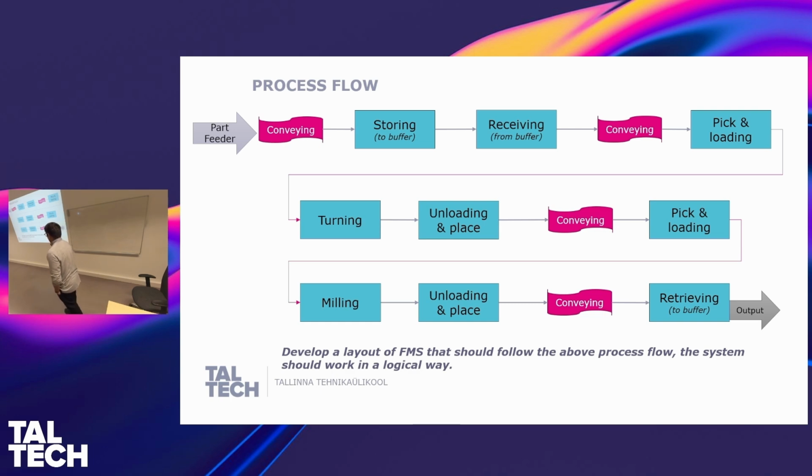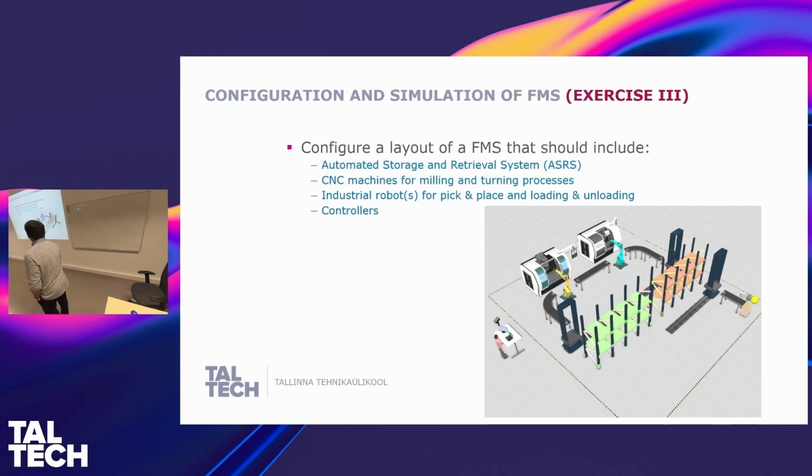So develop a layout of the FMS that should follow the above process flow. The system should work in a logical way. It means that it has some kind of storage first, then there is some conveying process, there is some production or machining process, and then it goes back to the storage. So the layout should be put in such a way. It can be from right to left, left to right, it is up to you.